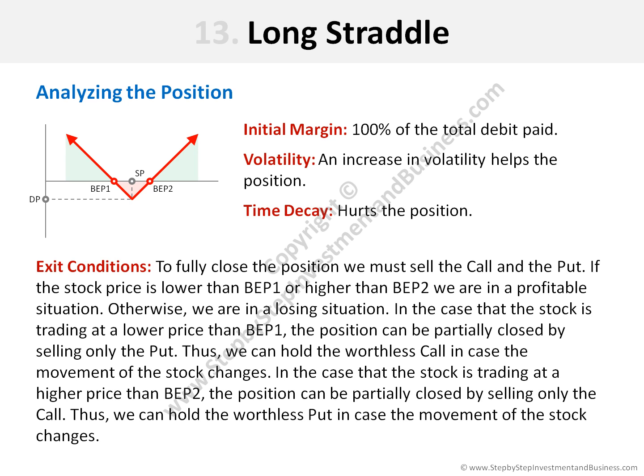In the case that the stock is trading at a lower price than break-even point 1, the position can be partially closed by selling only the put. Thus, we can hold the worthless call in case the movement of the stock changes. In the case the stock is trading at a higher price than break-even point 2, the position can be partially closed by selling only the call. Thus, we can hold the worthless put in case the movement of the stock changes. As we will see later in an example, this can result in a large increase in our return on investment.